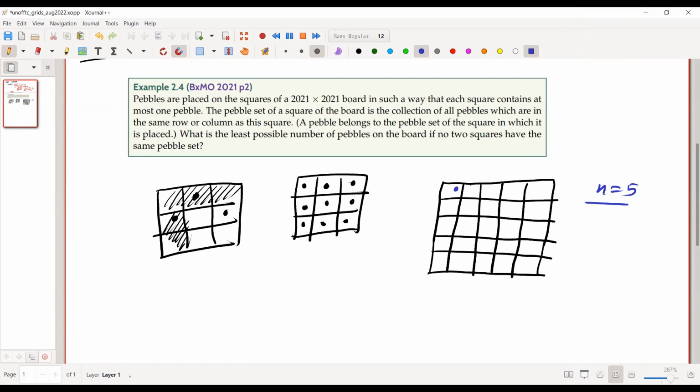Yes, yes. No, then suppose you consider, let's say, this cell, then it has a pebble set which is empty, and these also have empty pebble sets, right? Or actually, look at these cells, maybe this cell and this cell, they have the same pebble set. So you need to have that no pebble set is empty.